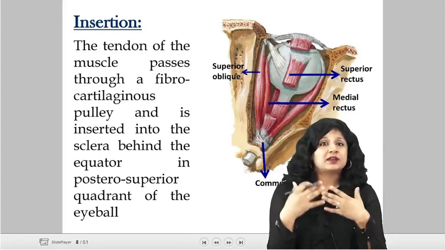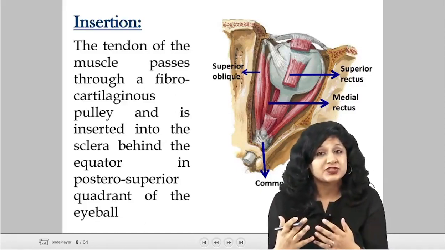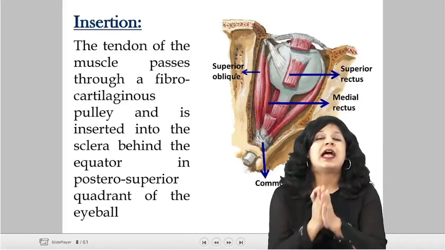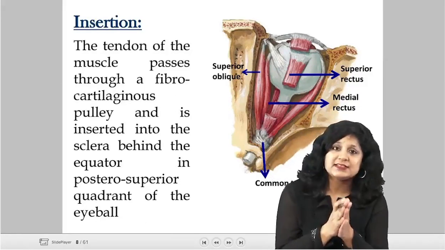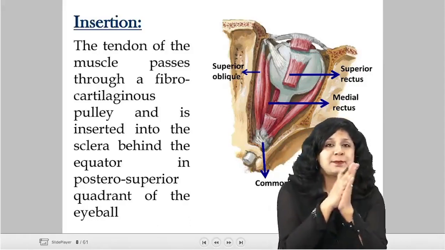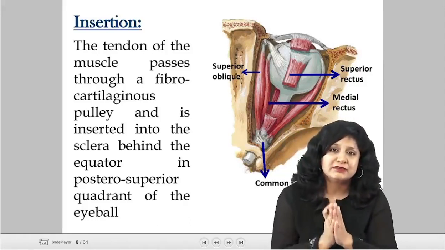So when I am talking about the secondary actions and the tertiary actions, always remember I am not talking about the medial rectus and the lateral rectus. What I am talking about is the superior rectus, inferior rectus, superior oblique and inferior oblique.